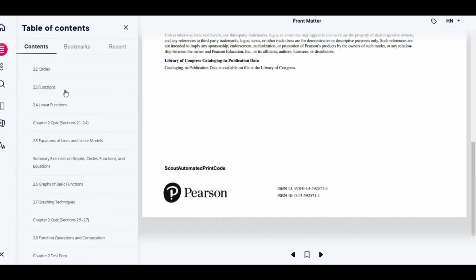Okay, so in this video, I'll be talking about section 2.2 in this textbook. Okay, so let's get started. Section 2.2, equation of a circle. Okay, so let me put it right here.